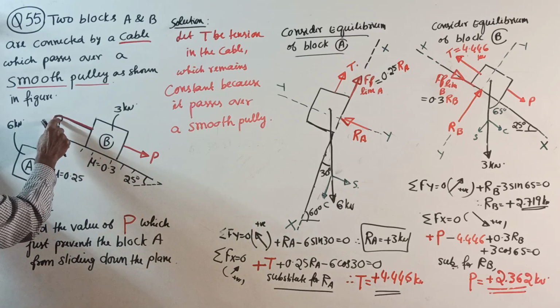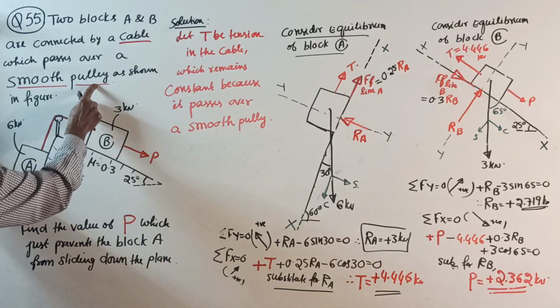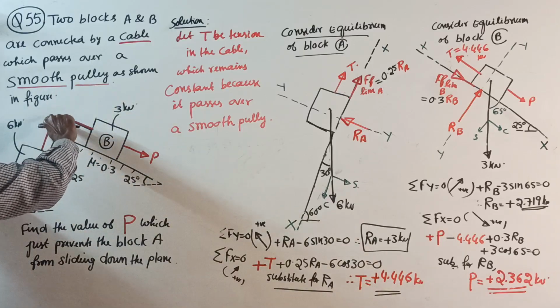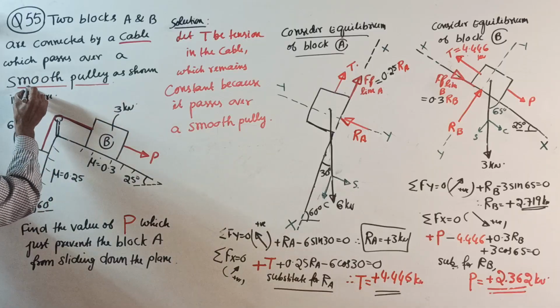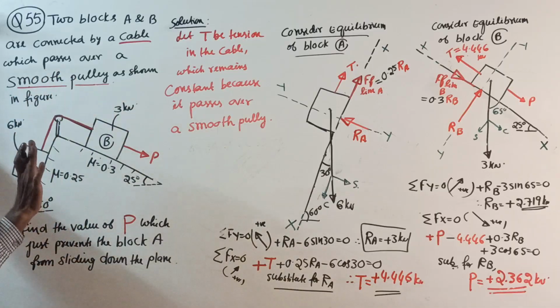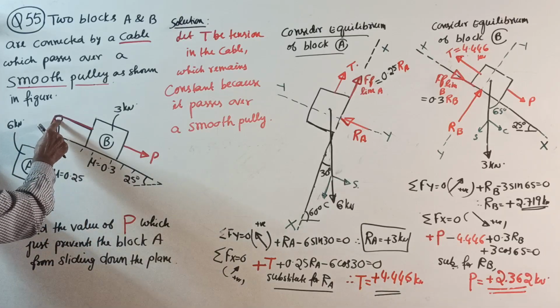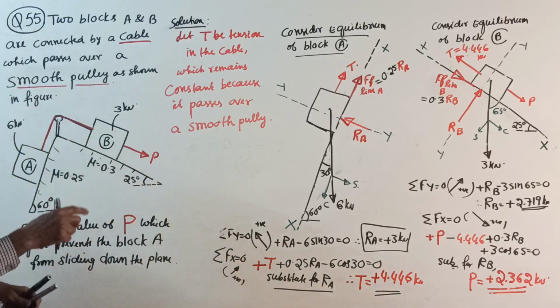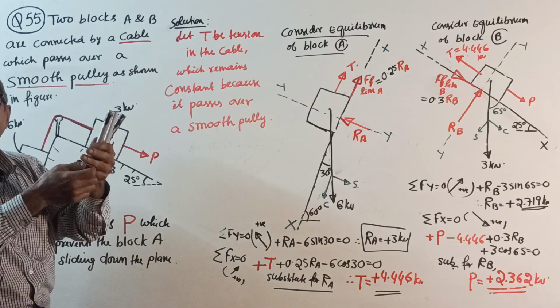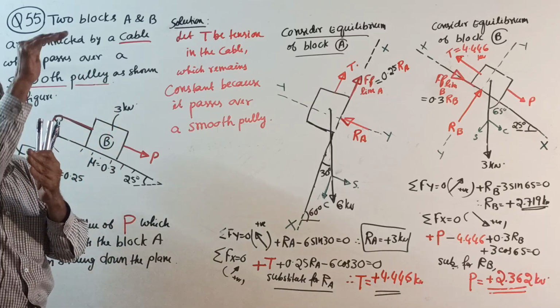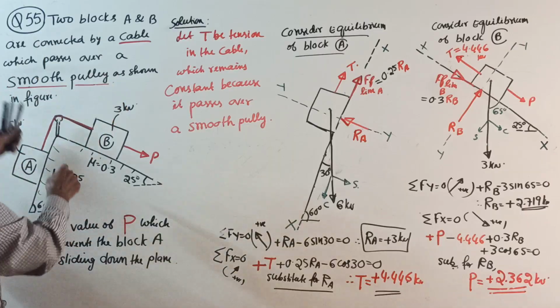This is a smooth pulley. What I told you: a smooth pulley means the cable passes over a smooth pulley. In the question, smooth pulley is given, and I will explain it for you. A pulley is there. You know, sometimes when you want to draw water from a well, the rope passes over a pulley. You know what a pulley is? It passes here.